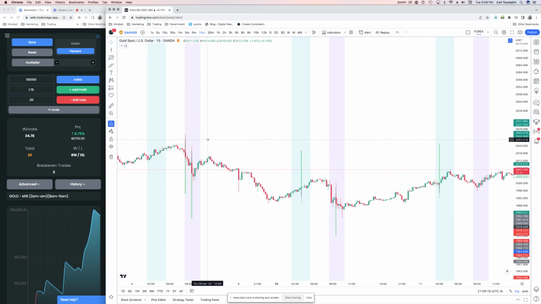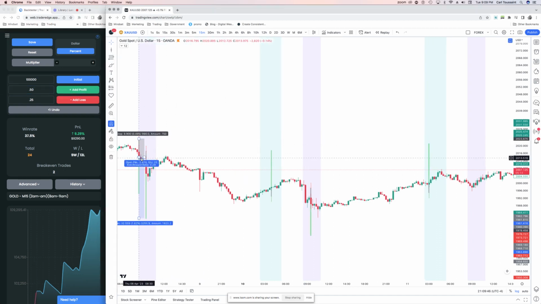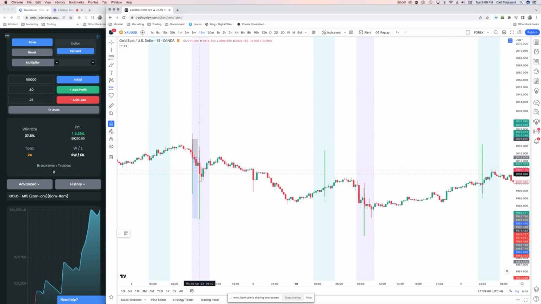And then we've got one that went to take profit 2 before it pulled back to here and then dropped to this level. So we're going to do take profit 2. I'll take the 3R. So take profit 2 gives us 0.50.